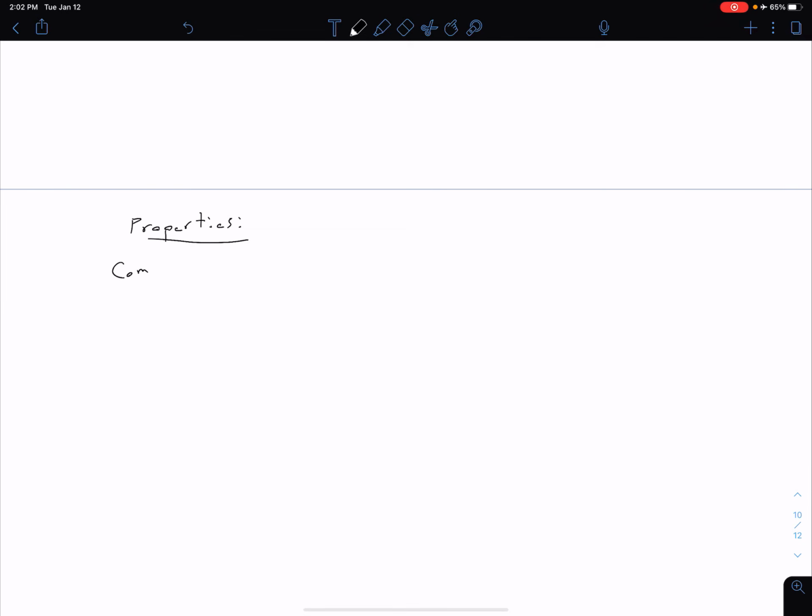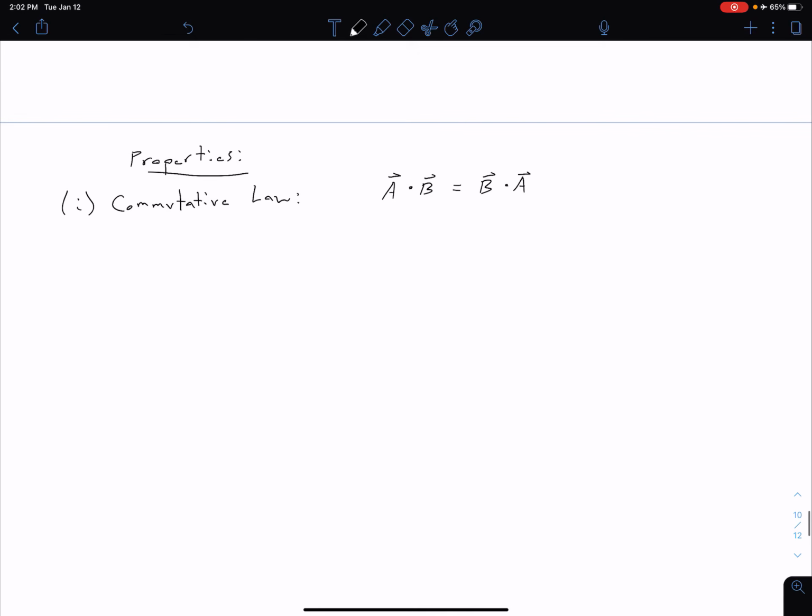So first, our commutative property, or commutative law as I have it labeled here, and to be consistent with the notes, let me just label these as 1. So our commutative law is basically saying it doesn't matter which order we do this. So if we do A dot B, that's the same as saying B dot A. And that should be pretty evident from the two boxed equations that we talked about previously.